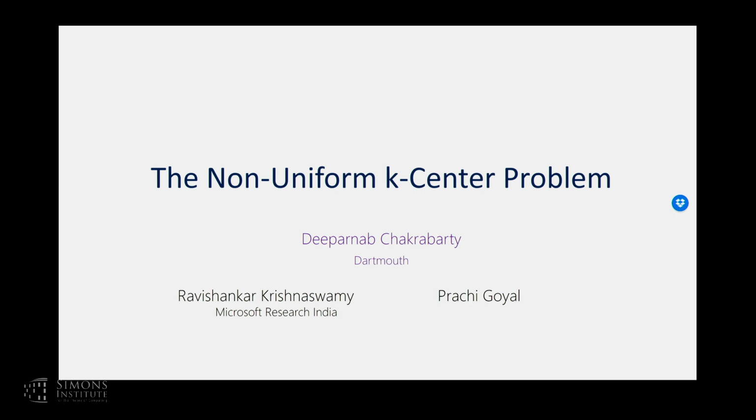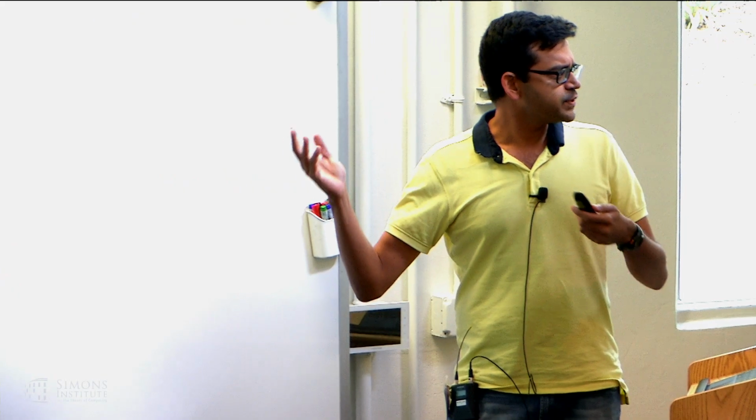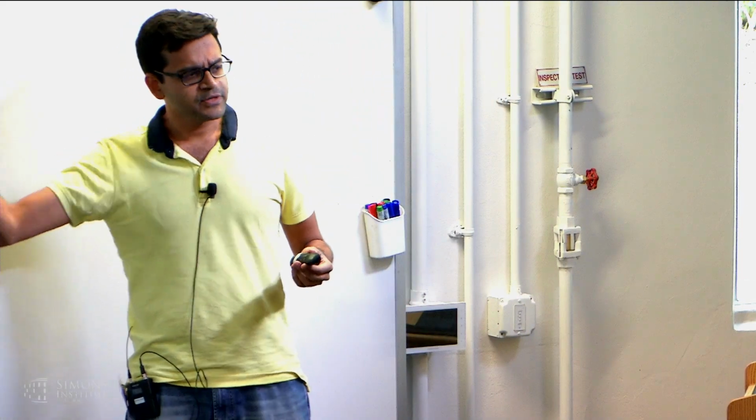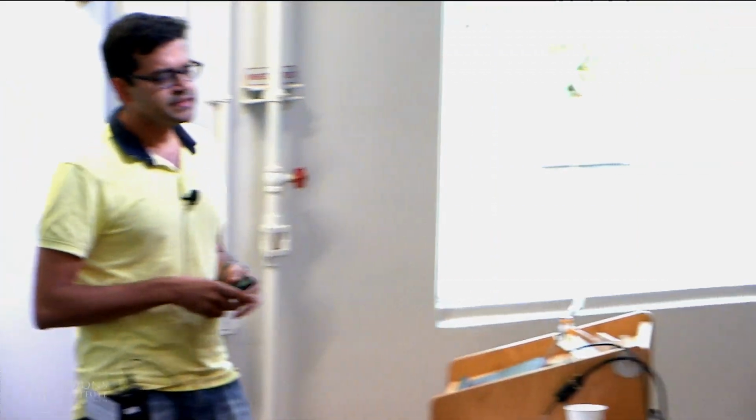I'm going to talk about this new problem, the non-uniform k-center problem. It's an example of heterogeneous or non-uniform resource allocation or resource location problems. They change the complexity of well-known problems, and it's interesting to understand what kind of techniques will solve them. So this is the problem I want to talk about.